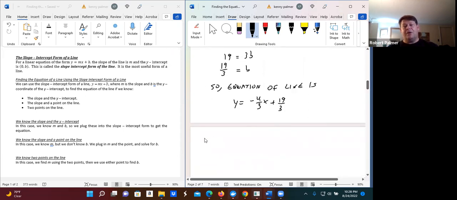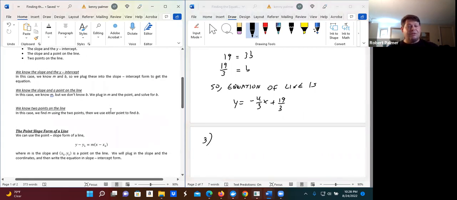Okay, number 3, we do the final case. The final case is we're given 2 points on a line. In this case, we find the slope m using the 2 points, then use either point to find b.